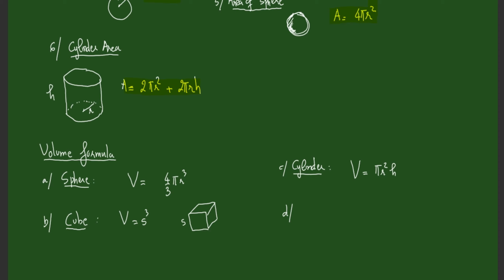So the next volume will be for the rectangular prism. The rectangular prism looks like this. The top surface is rectangular, and the bottom surface is also rectangular.